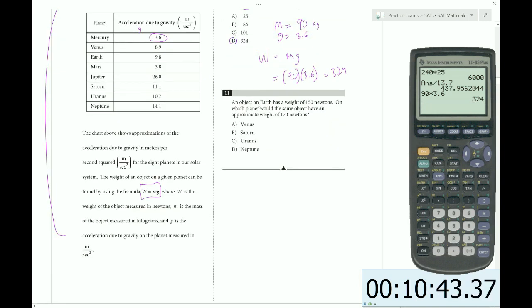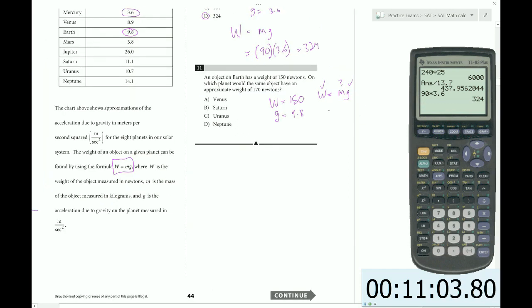An object on Earth has a weight of 150 newtons. So we know the weight is 150, and that's on Earth. So the number for Earth is 9.8. That is, g is 9.8. So right away, using the formula, we know W and we know g, so we could actually figure out the mass. And chances are we're going to need that, so let's just go ahead and do that.